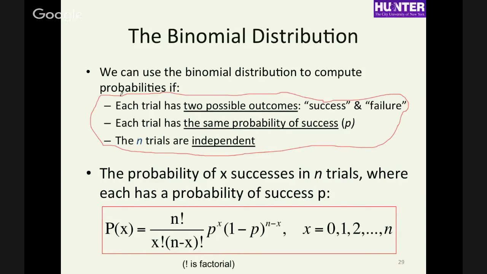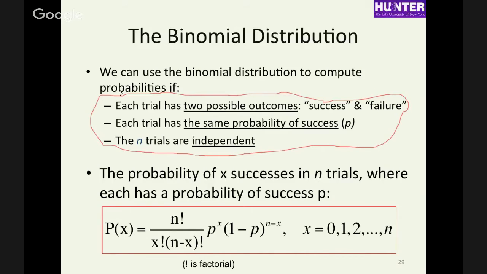So actually I already covered here the third one, that the trials are independent. The same probability of success, that just means that it's not that, I have a 10% chance, you have a 15% chance, you have a 20% chance. If that's the case, then you won't be able to use the binomial distribution. It's more complicated. All right.